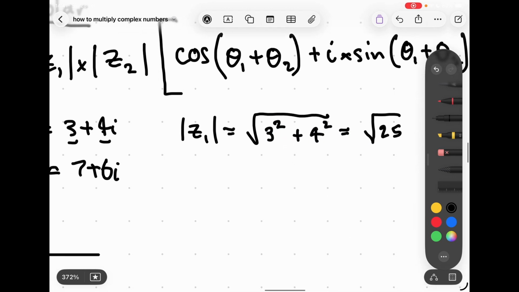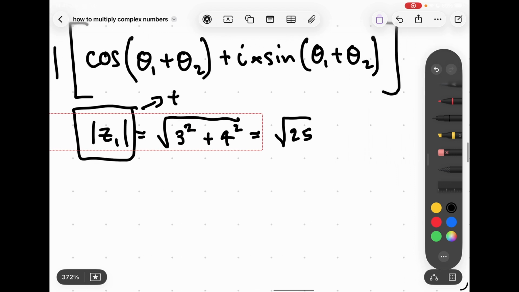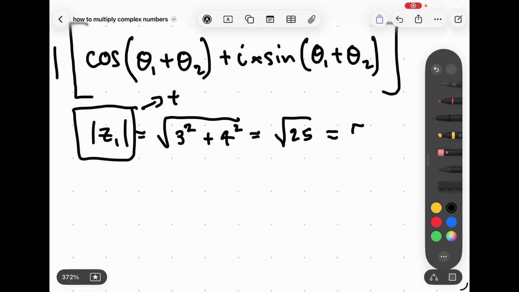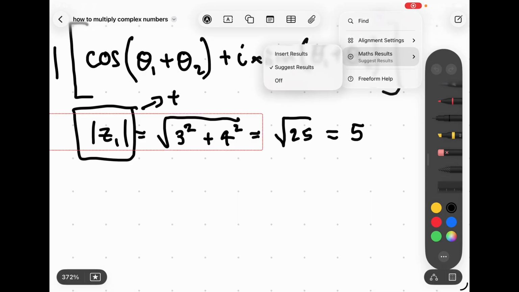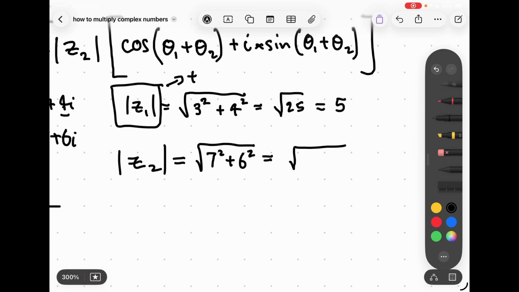And now the modulus is always positive. So this here will just be the positive side of this. We're not going to get a -5. We're just going to get a regular 5. Let's turn off math results. The modulus of z2 is going to equal the square root of 7 squared plus 6 squared. It's going to equal the square root of 49 plus 36, which is equal to the square root of 85.